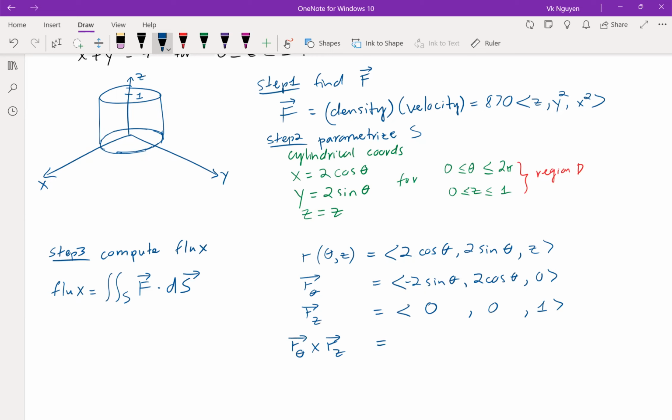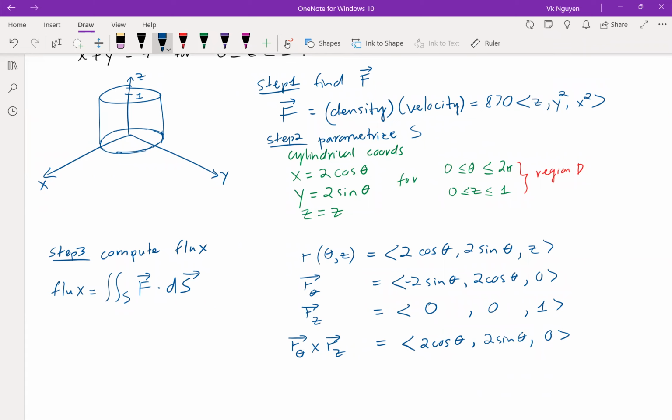Okay, if you do the cross product, you just gotta be careful with the sign here. It's gonna be 2 cosine theta. The second one is gonna be a minus minus, that's gonna be a 2 sine theta. And then the last one is gonna be 0.